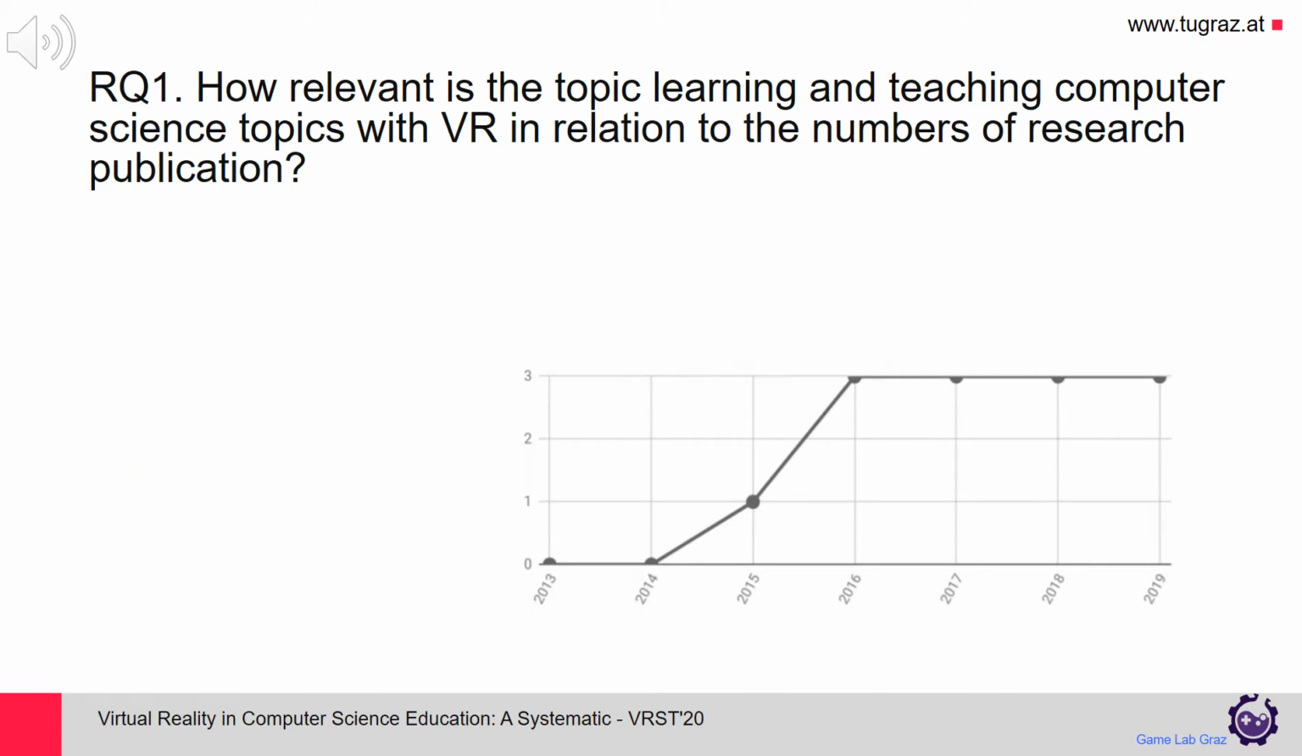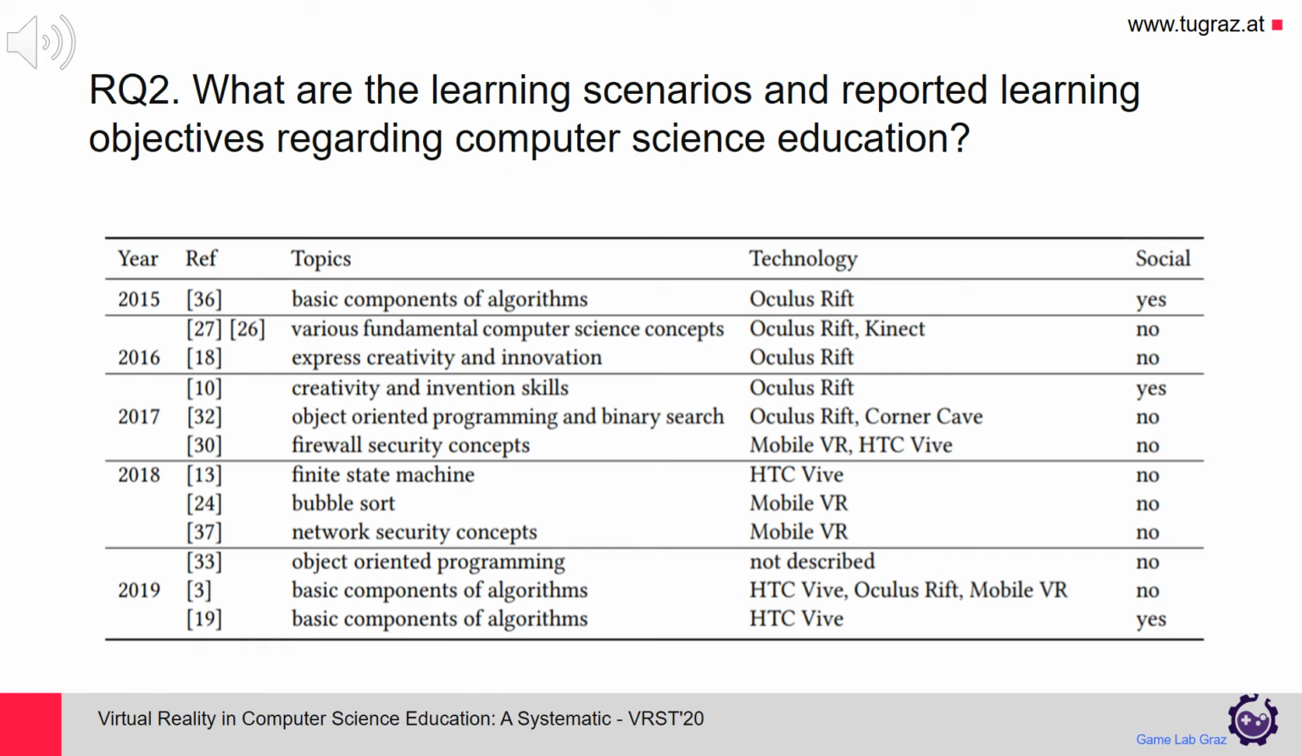Regarding our first research question, most of the articles were published within the last 4 years. Only one article was published in 2015, and none suiting the review criteria before that. While there is no obvious constant increase of publications, the research interest did surely rise by the end of the decade. When investigating the learning scenarios and learning objectives, we found a variety of topics.